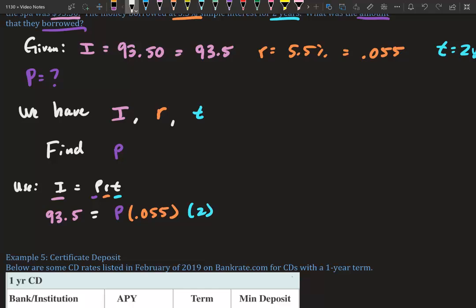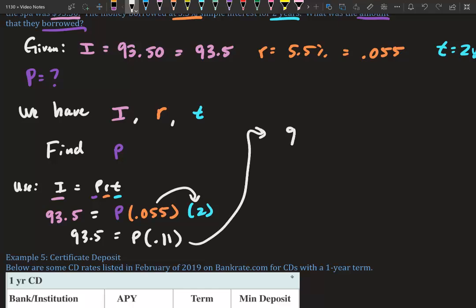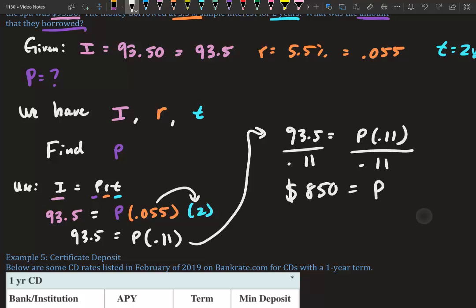So let's multiply. We have 93.5 equals P times 0.055 times 2, we get 0.11. So we have 93.5 equals P times 0.11. We need P by itself, so we're going to divide by 0.11. When we divide by 0.11, we get 850 equals our P. So they actually took out a loan for $850.